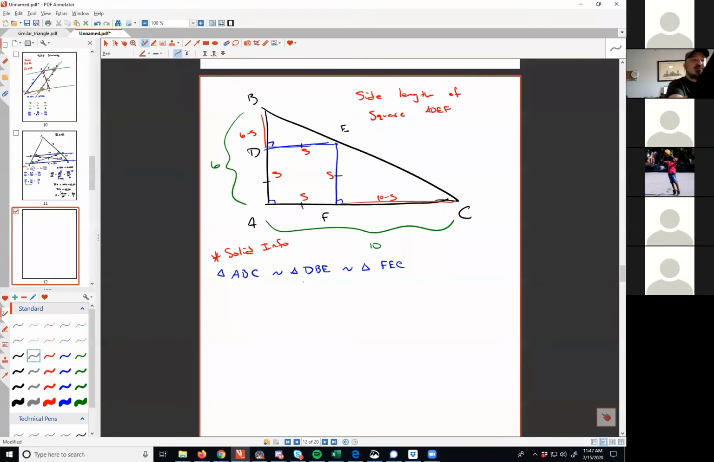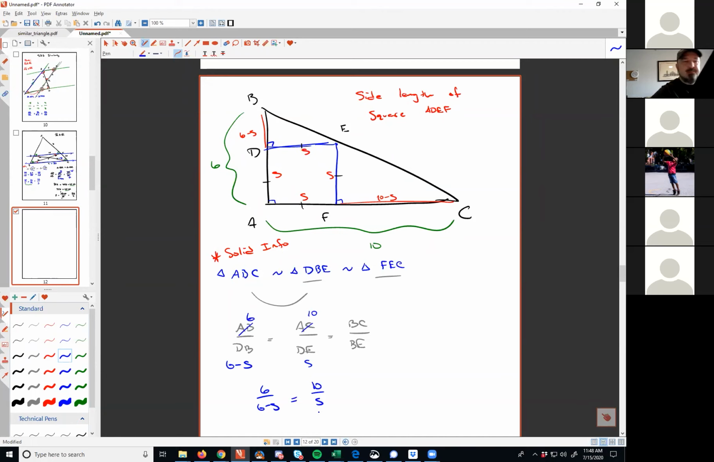And really, we can use either of the other two triangles. I'll go ahead and just use these two since they're next to each other. AB over DB equals AC over DE equals BC over BE. And we know that AB is 6. We know that AC is 10. We're going to use those first two ratios. I'm not even going to bother with the others. DB is 6 minus S, and DE is S.